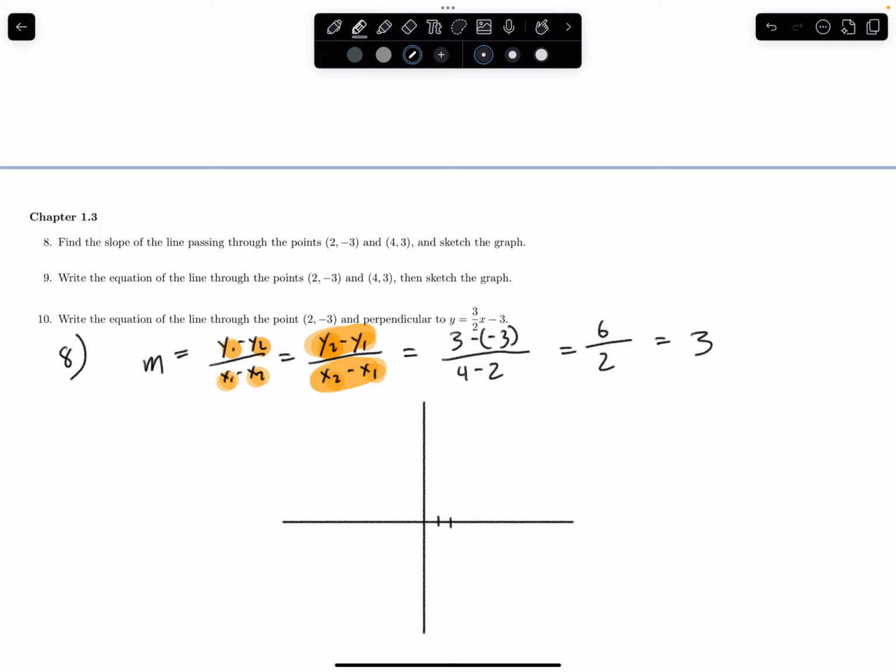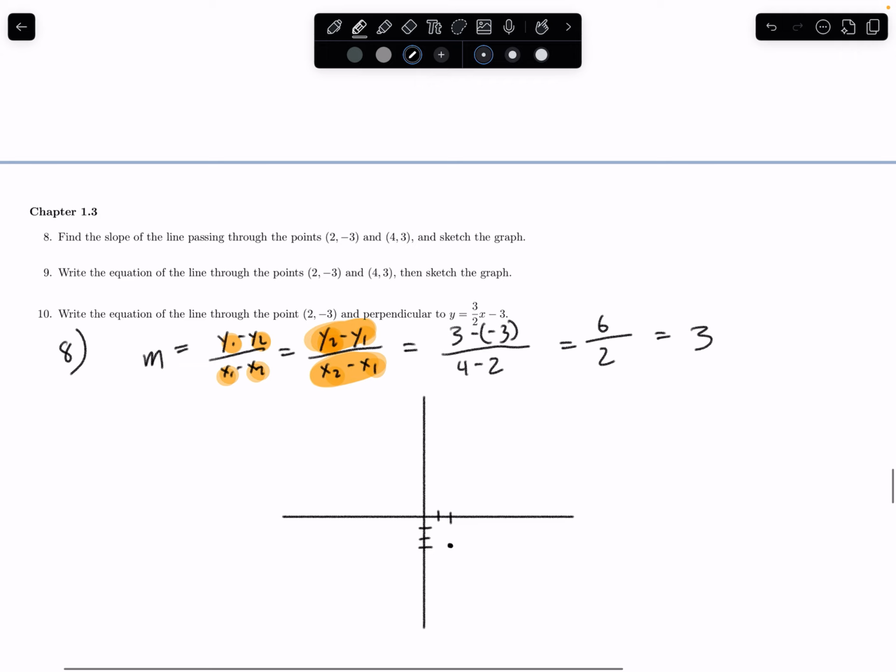So 1, 2, -1, 2, 3, right there. And then where was I? What was I thinking now? Oh, yeah, 4, 4, 3. 1, 2, 3, 4. 1, 2, 3, right there. And then we connect the dots. Something like that. Okay.